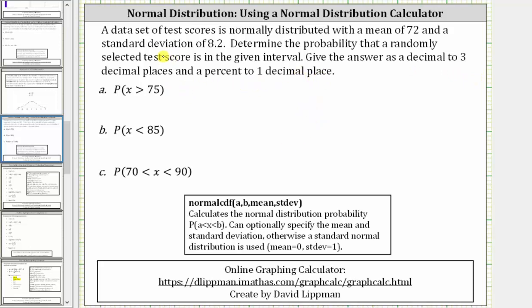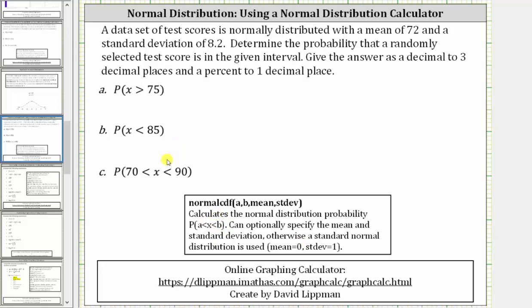To determine normal distribution probabilities on the calculator, we use a notation shown below where we enter normal CDF, and then in parentheses we have A, B, the mean, the standard deviation. This gives us a probability that X is greater than A and less than B. Entering the mean and standard deviation are optional. If we leave them off, by default, the mean is 0 and the standard deviation is 1, which means the X value would be a z-score.